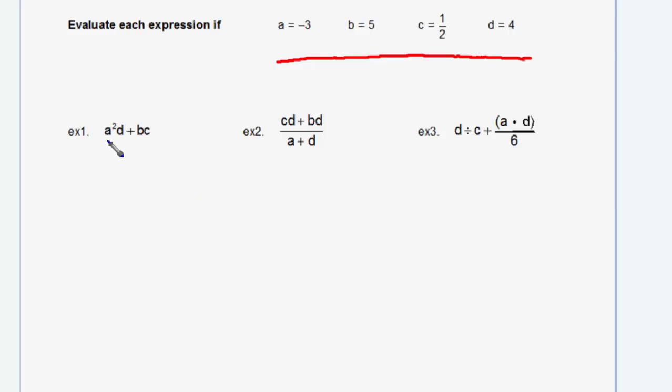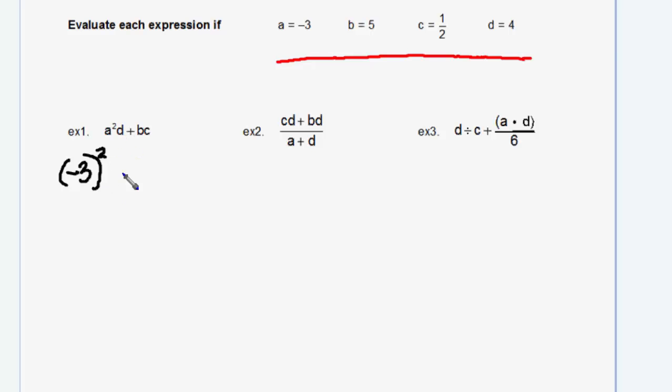Alright, so I see a squared. I'm going to replace that a with a -3, and I'm going to put the -3 in parentheses because I'm replacing the a. Okay, so there's my a, and they want me to square it. And then times d. That's why the parentheses are going to help here, because these are right next to each other, and it's telling me they want me to multiply them. So I already have the parentheses there, so it's really nice.